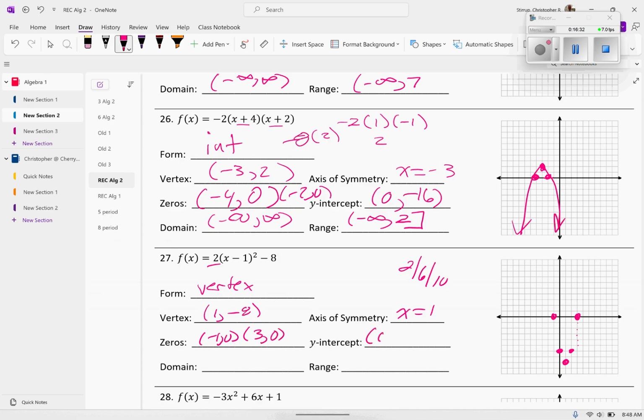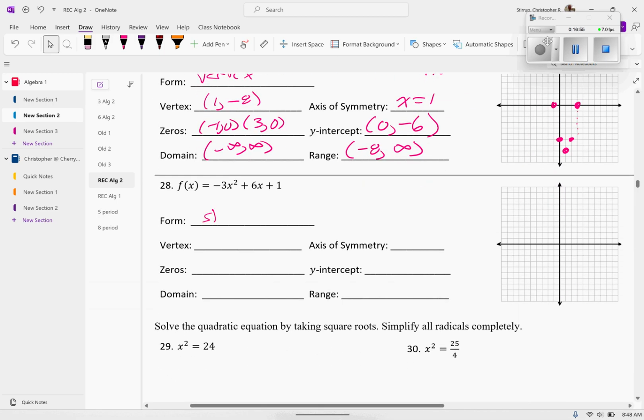The y-intercept, now we plug it in. 0 plus 1 is 1. Negative 1 squared is 1. 1 times 2 is 2. 2 minus that is going to be negative 6. Works out. Domain is negative to positive infinity. Our range is going to go from the y component of our vertex to infinity. We're all done.